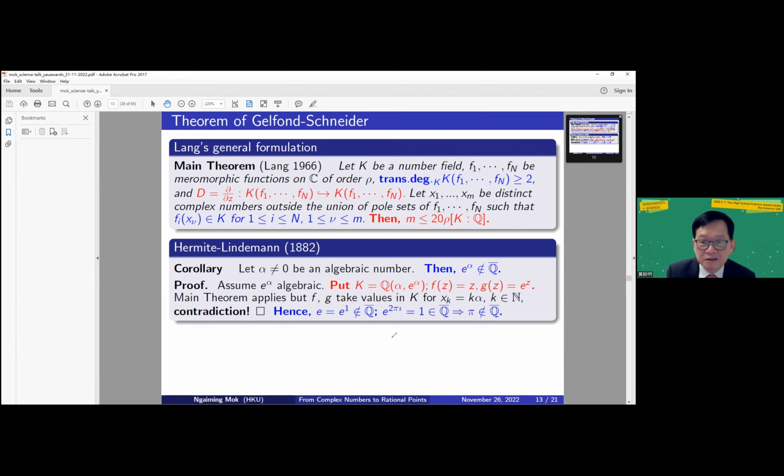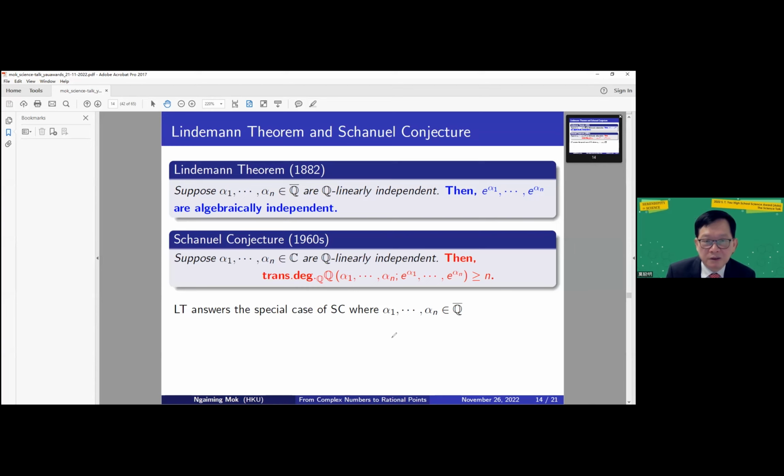This says that alpha to the power beta is not algebraic if both alpha and beta are algebraic, and alpha is different from 0 and 1. So Lindemann, in the year 1882, proved the following remarkable theorem. It says that if you take algebraic numbers alpha 1 up to alpha n which are Q-linearly independent, there's no linear relation among them with rational coefficients, then e to the power alpha 1 up to e to the power alpha n are actually algebraically independent.